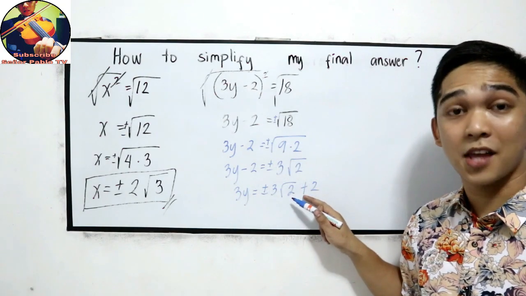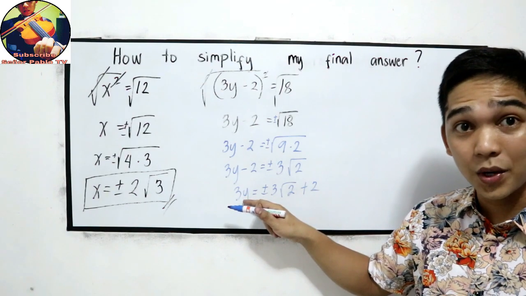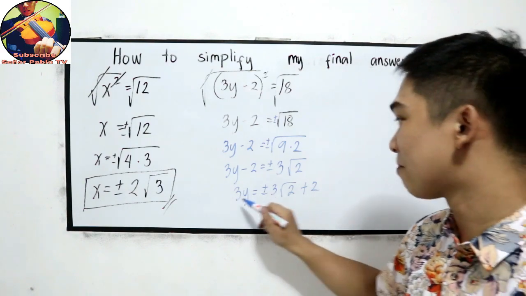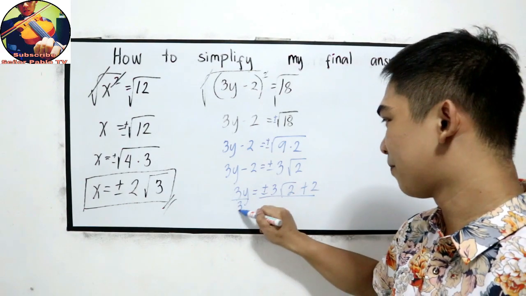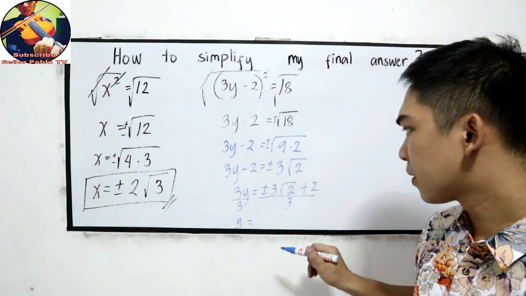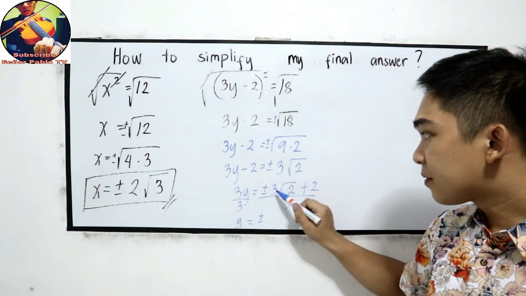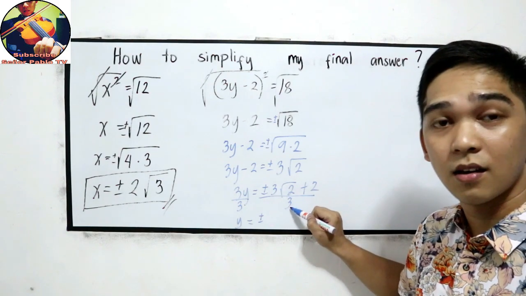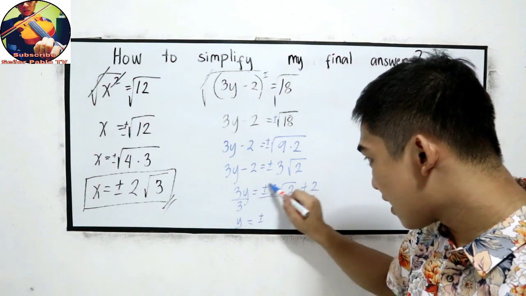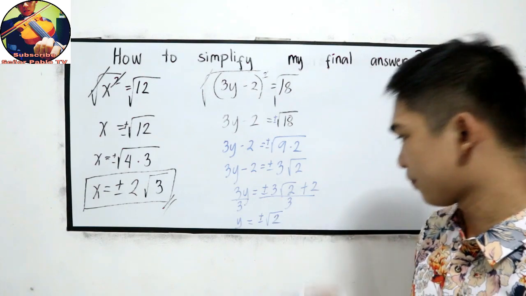This will be our next step. We have 3 beside y, so we need to eliminate that. We need to divide by 3. So y now is equal to positive negative 3 divided by 3. That is 1. So the remaining in this part is square root of 2.